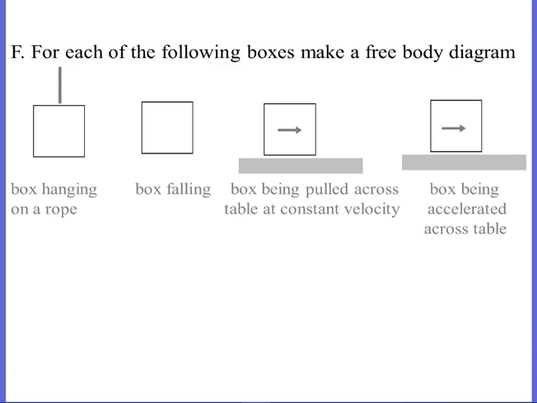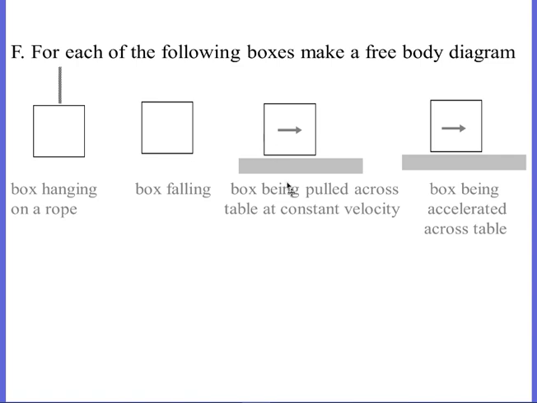Okay, so I want you to take each of these 4 scenarios, and I want you to make a free body for each of them. Here you have a box hanging on a rope. Free body of the box. Here's a box that's falling. Free fall. What are all the forces acting on that? And in both cases, I would expect you to make a statement about acceleration.